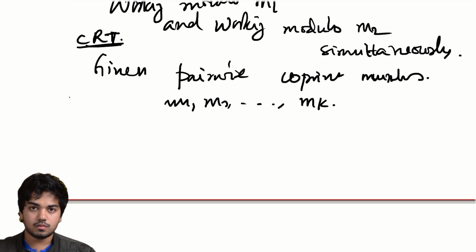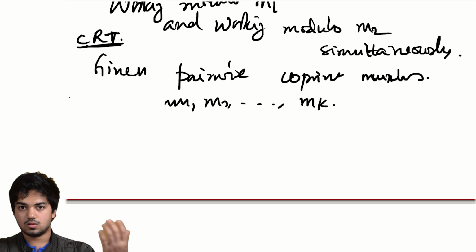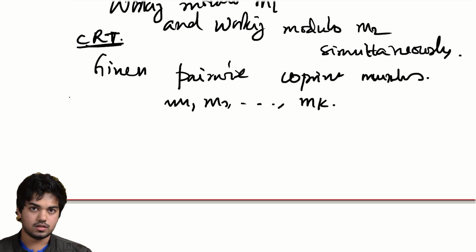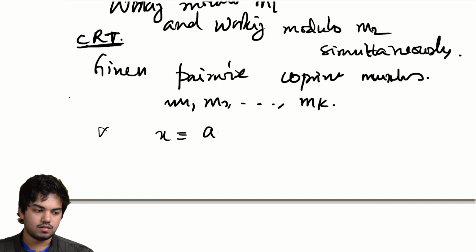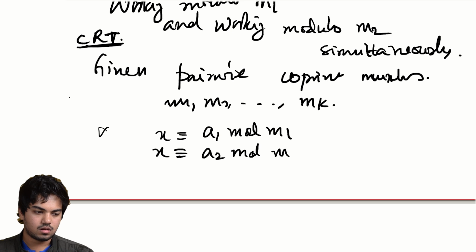What does pairwise coprime mean? Any 2 numbers are coprime. So 2, 3, 5, for example, are pairwise coprime. And the equations x congruent to A1 mod M1, x congruent to A2 mod M2, x congruent to AK mod Mk.